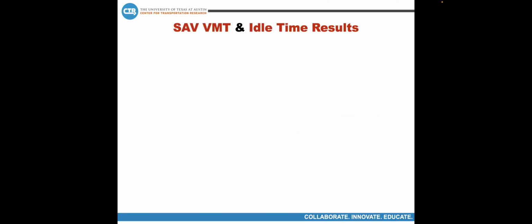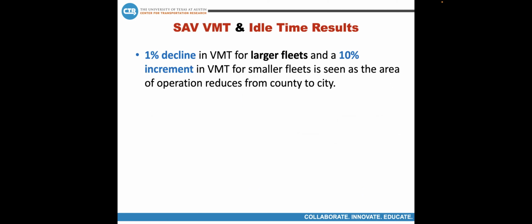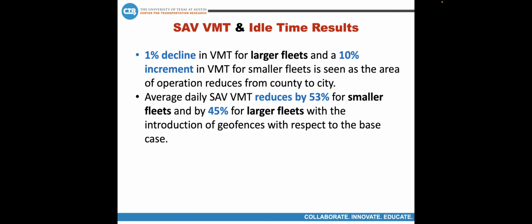And then we also investigated SAV VMT and idle time. We saw that there was a 1% decline in VMT for larger fleets and a 10% increment in VMT for smaller fleets as the area of operation shrunk from the county level to the city level. So the average daily SAV VMT reduced by 53% for smaller fleets and by 45% for larger fleets as the area of operation shrunk from the 12 county to the county and then to the city level.